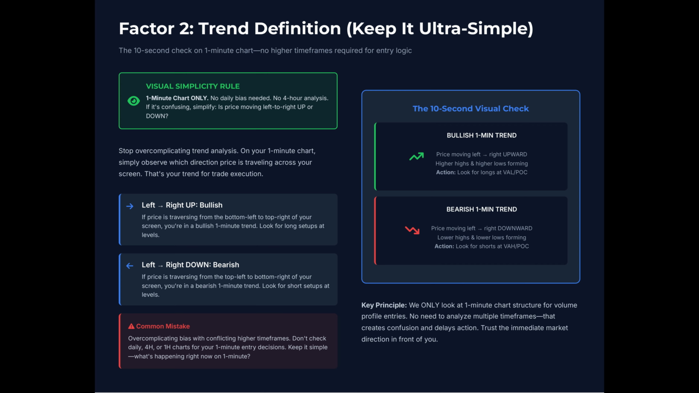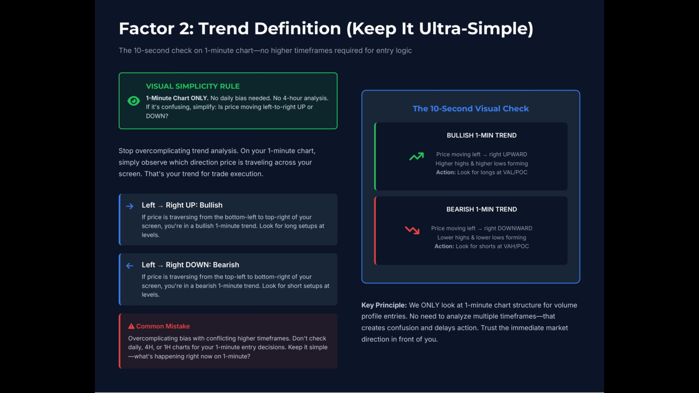Let me give you the ultra-simple definitions. Bullish trend, higher highs and higher lows as you scan left to right across your screen. Prices moving upward over time. Each swing high is higher than the previous high. Each swing low is higher than the previous low. Visual momentum is pointing up and to the right.